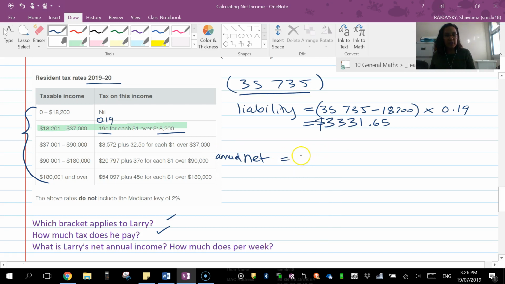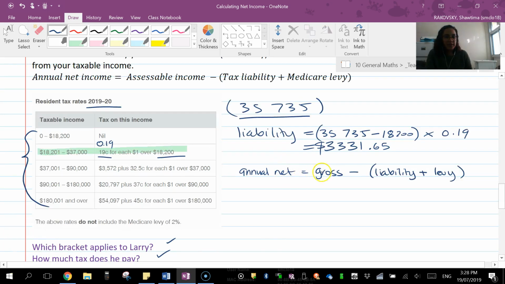It is going to be gross minus liability plus Medicare levy. Here we have our formula that was from just here, so we fill that in. Notice how it says assessable income, and I've used gross. It's interchangeable in that regard, because the gross is how much you're receiving before tax. Assessable just means that there are certain things that might not necessarily be taxed, and that's what's exempted from that.